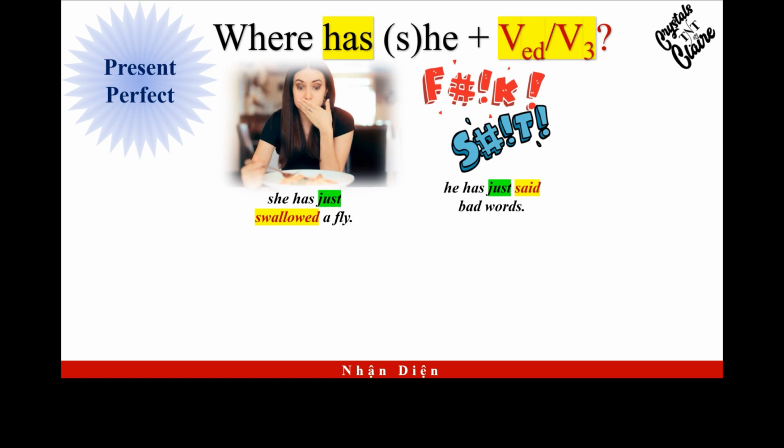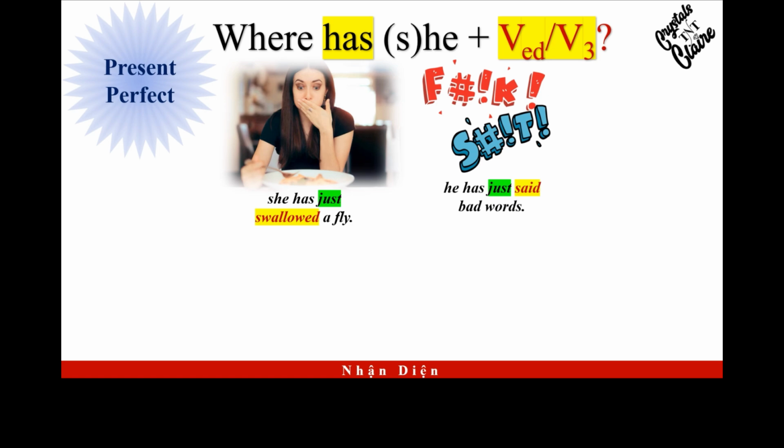Okay, has just said bad words. Where has she just swallowed? What has she just swallowed? Okay, what has she just swallowed? Not always where here. Okay, what? A fly. So she has just swallowed a fly.